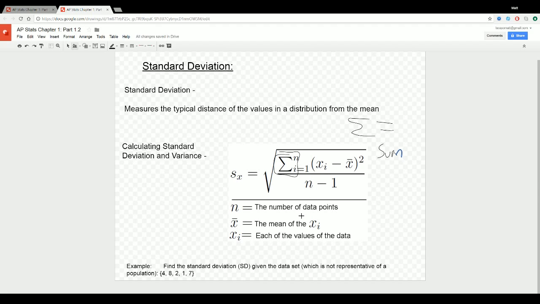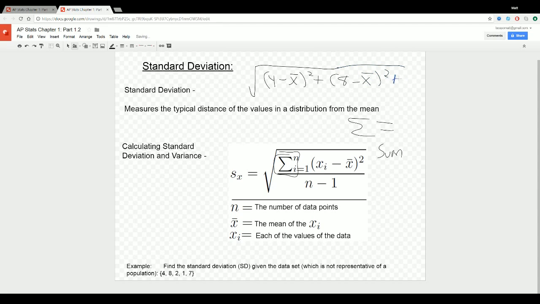Okay, so as an example, let's look at this right here. We have the points of data 4, 8, 2, 1, 7, and we want to find the standard deviation. All we're going to do is take the square root of 4 minus the mean, which I'll let you calculate yourselves if you are interested in doing the problem, squared, plus the next point of data, which is 8. 8 minus the mean squared. Let's just keep this going.